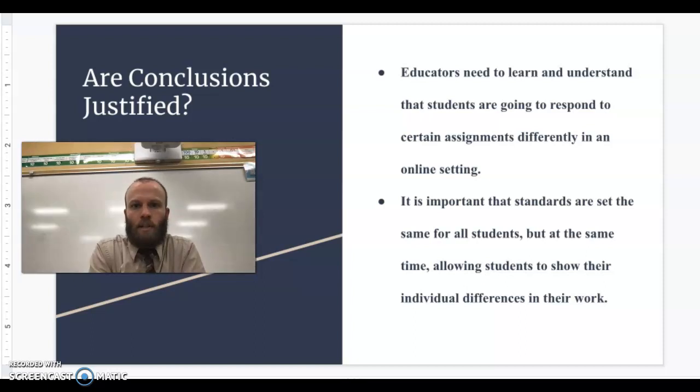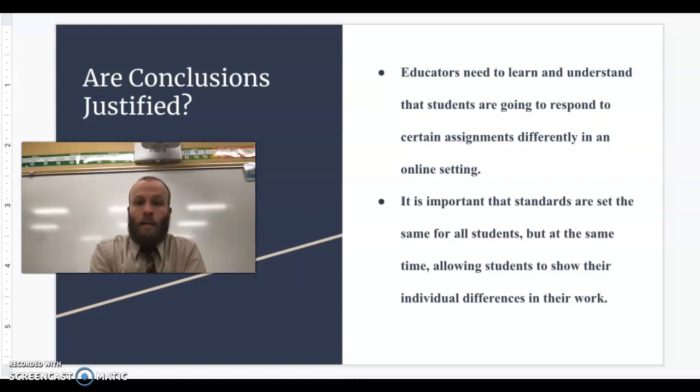I did say educators need to learn and understand that students are going to respond to certain assignments differently in an online setting. And like I said earlier, that's the same exact thing that we see in our face-to-face class as well, and that our students are just going to respond differently to the different assignments that we have created for them. And that's why we're always encouraged to differentiate and just meet the needs of all of our learners and try to bring in different things into our classroom. So with our online classrooms, it's the same idea here.